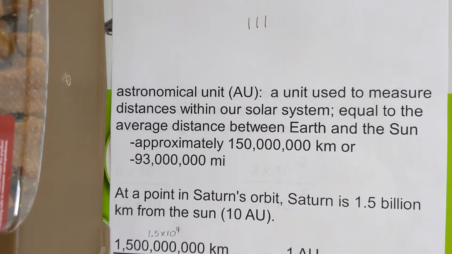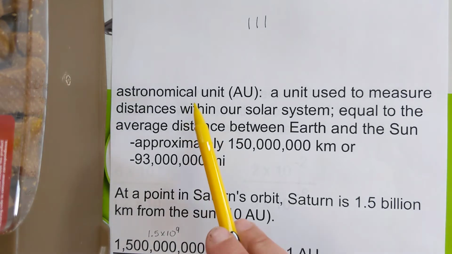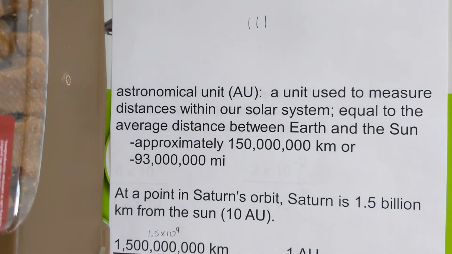Let's talk about lesson 111. Lesson 111 deals with dividing in scientific notation. So, one of the units, and we're going to take this to science here for a second, one of the units that astronomers use to measure distances within our solar system is called the astronomical unit.